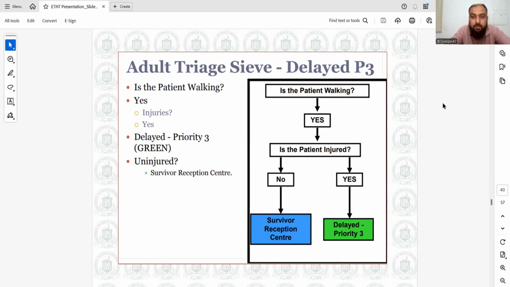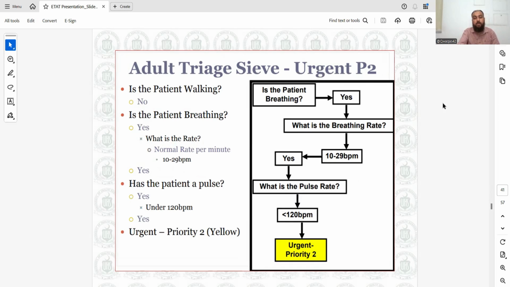Adult triage sieve. According to the adult triage sieve, delayed is P3. Is the patient walking? Yes. Is the patient injured? If yes, delayed priority. If no, survivor reception center. Urgent: if the patient is breathing, yes. What is the breathing rate? If it is 10 to 29 breaths per minute, yes. What is the pulse rate? Less than 120, urgent priority.